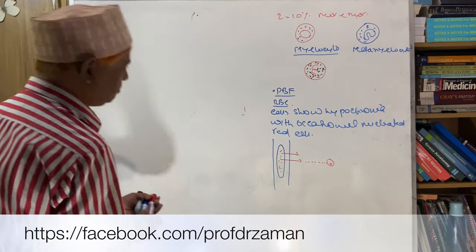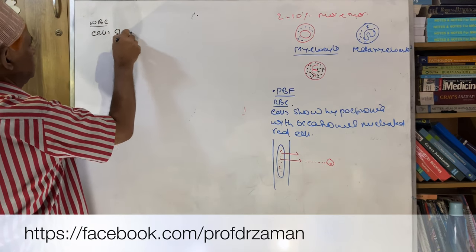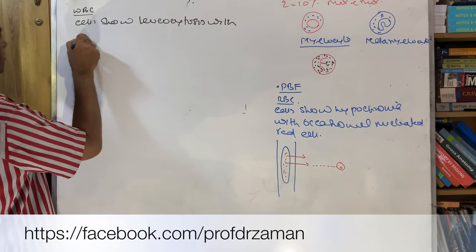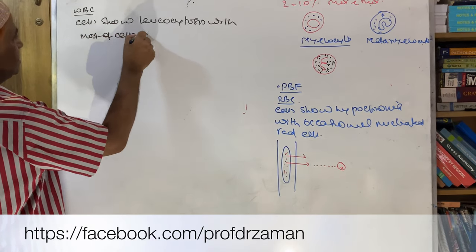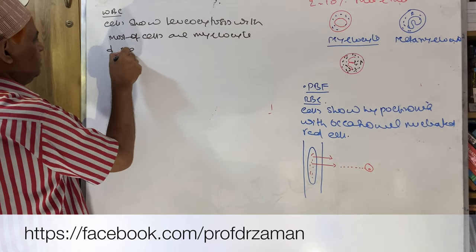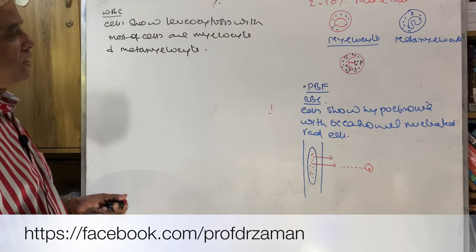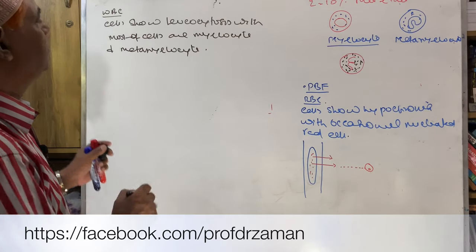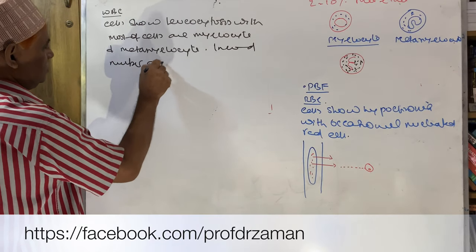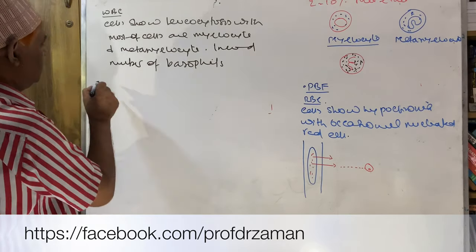Now come to the WBC series in the peripheral blood. WBC series cells show leukocytosis, with most of the cells being myelocytes and metamyelocytes. Along with the increased number of myelocytes and metamyelocytes, there is an increased number of basophils. So this is the WBC series of CML. Then platelets.